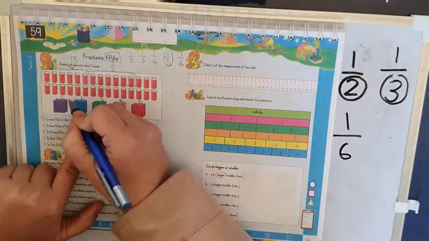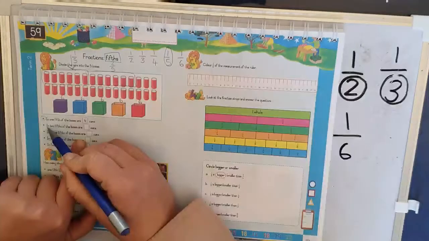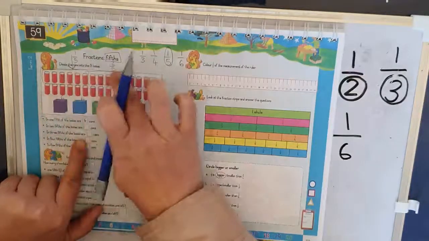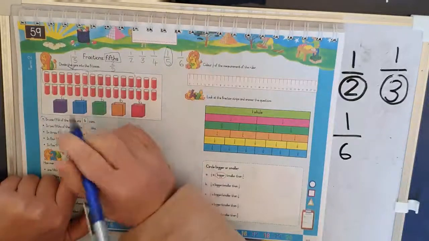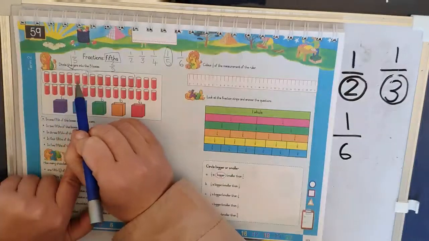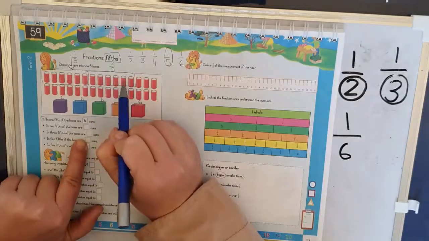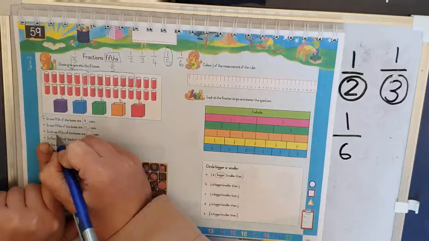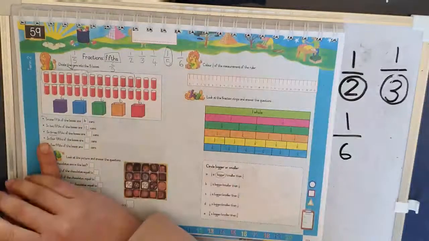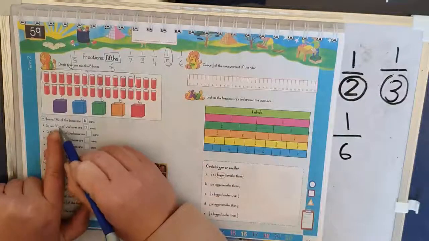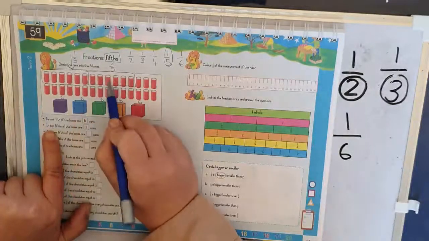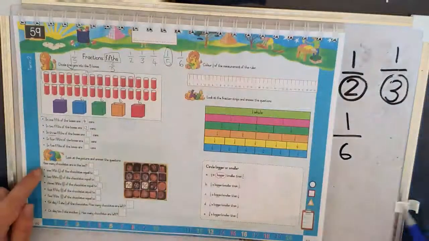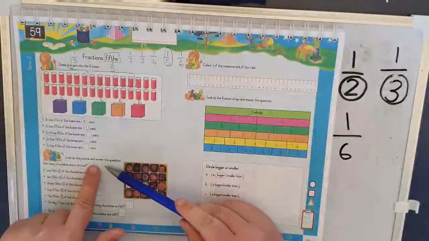In 2/5, how many are there? So in 2 groups, how many will there be altogether? There will be 1, 2, 3, 4, 5, 6, 7, 8, 9, 10, 11, 12. That's why you divide them into their groups, and then if they say 2/5, it means it's the 2 groups. 3/5 is 3 groups. Okay. And then at the bottom, look at the picture and answer the question.